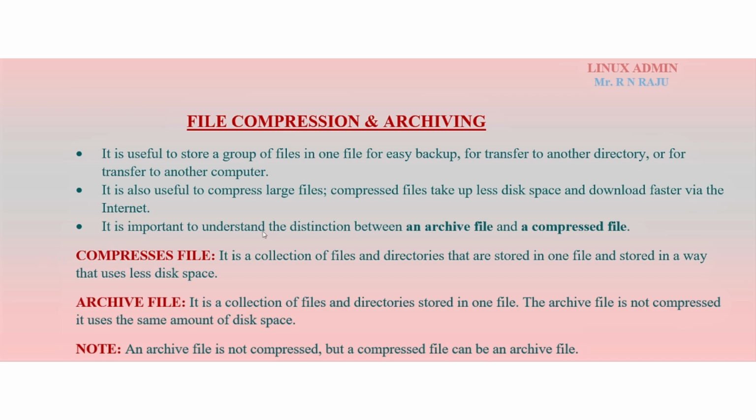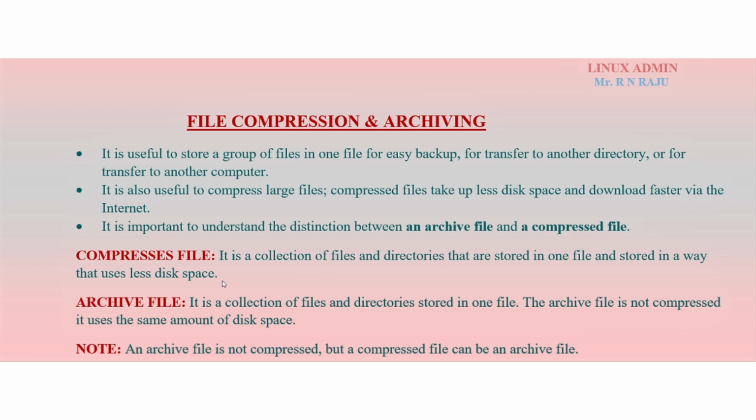And it is important to understand the difference between an archive file and a compressed file. So what is the difference? A compressed file is a collection of files and directories that are stored in one file in a way that uses less disk space. For example, I have raw files totaling 1 GB. If you combine multiple files into one compressed file, then it occupies less disk space.